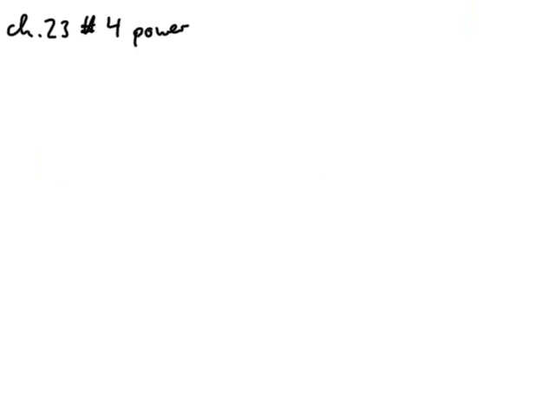This problem is from chapter 23, number 4. It says, using the formula power equals current times voltage, find the current drawn by a 1200 watt toaster connected to 120 volts. Then using the method from the previous problem, show that the resistance of the toaster is 12 ohms. So it says power equals current times voltage. There we go. All capital letters. Find the current drawn by a 1200 watt toaster.